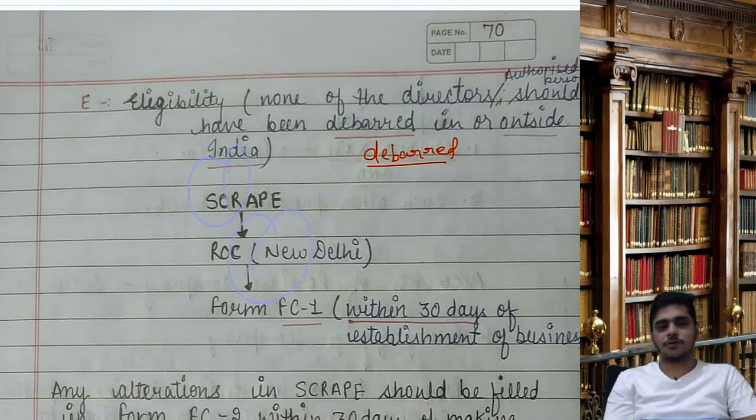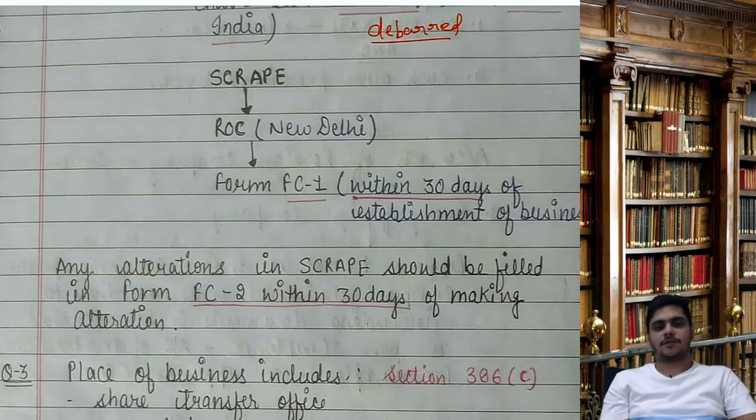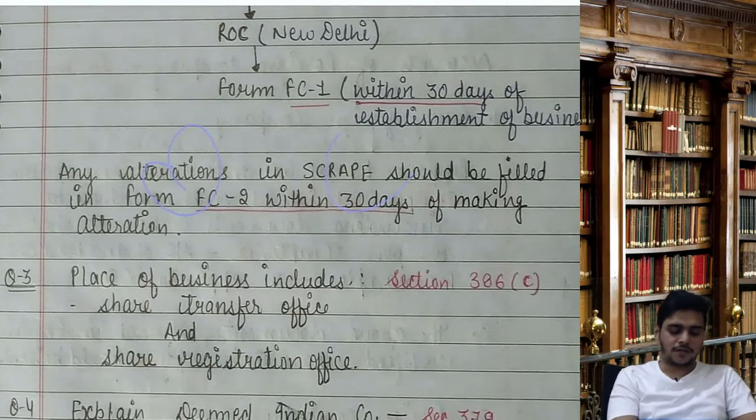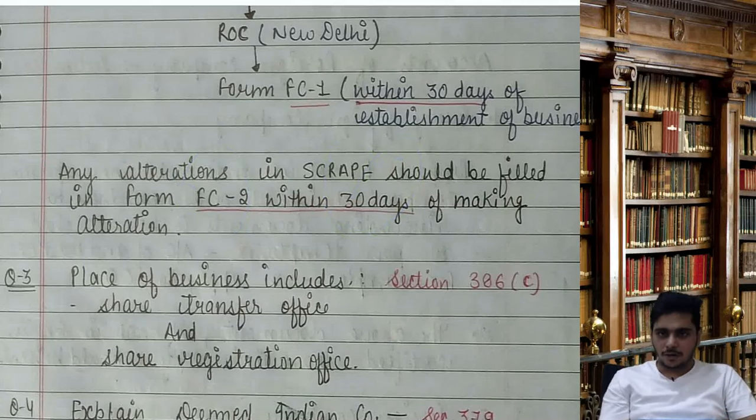The documents should be given to the ROC of New Delhi in form number FC1. Within how many days? 30 days of establishment of business. Any alteration documents you will submit in form number FC2 within 30 days of making the alteration.